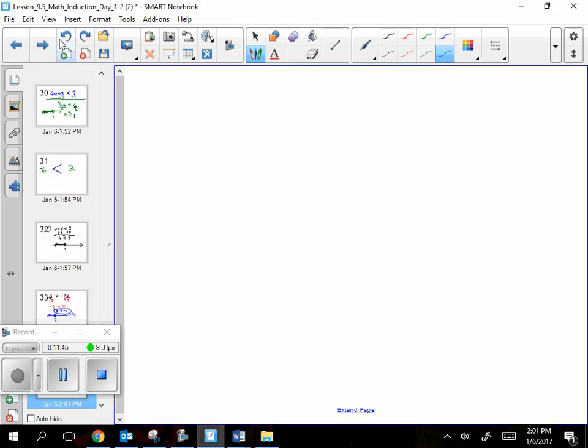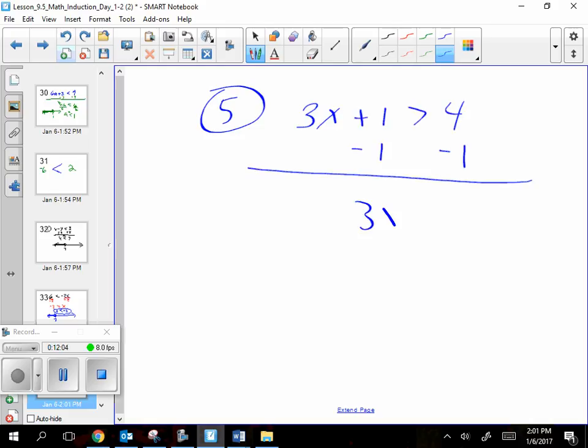Number 3 is pretty easy. Let's skip to number 5 because it's got 2 steps. It's called multi-step. It's really super easy still, though. You're good at these already. Teacher's apparently not good at writing the problems. Sorry. 3x plus 1 is greater than 4. Subtract 1, subtract 1. 3x is greater than 3. Dang, I don't get to do the switch the sign alarm because I never divided by a negative. Very good. X is bigger than 1. That's all there is to it.